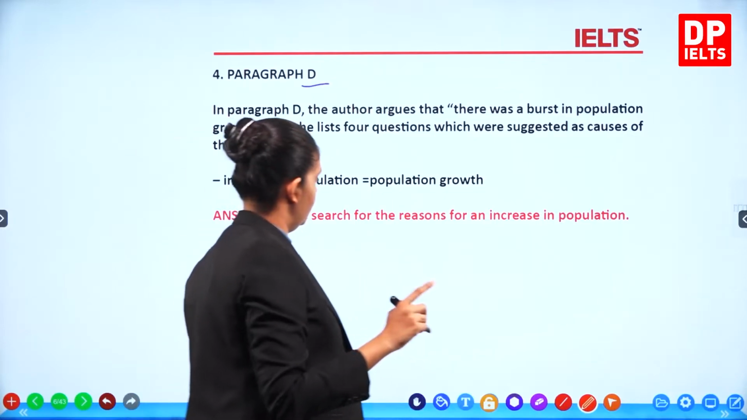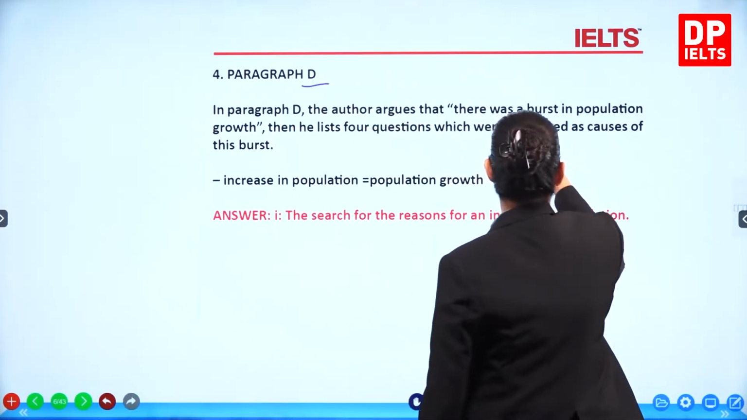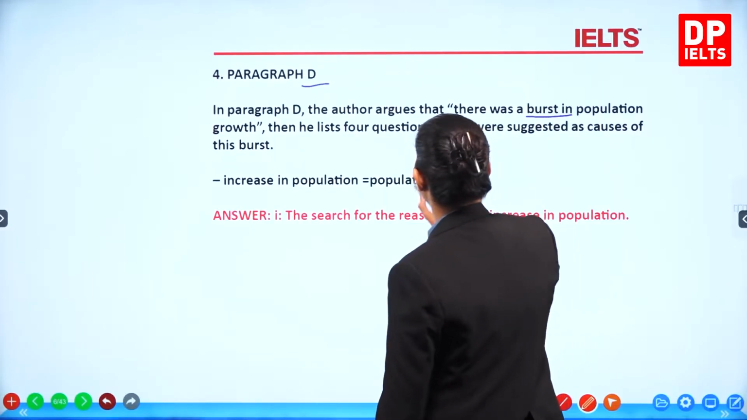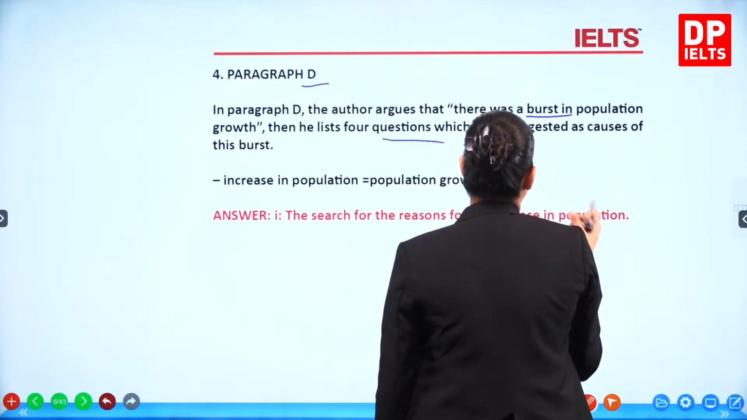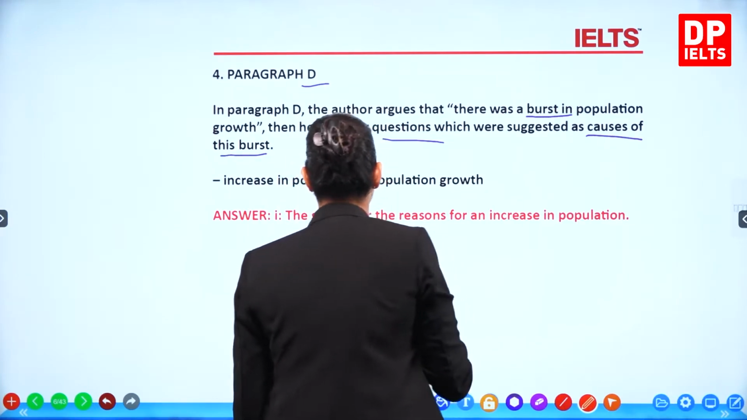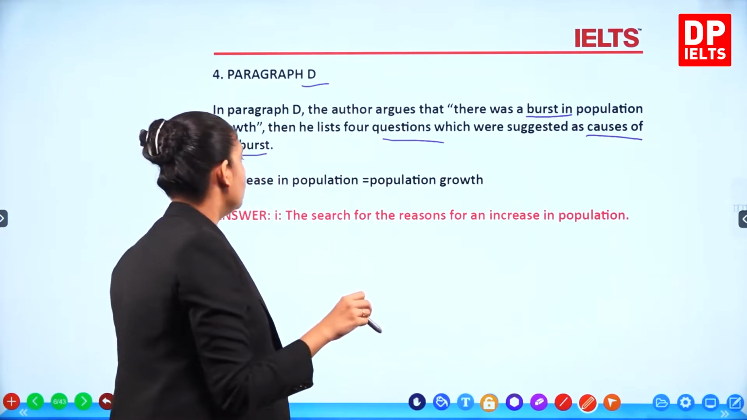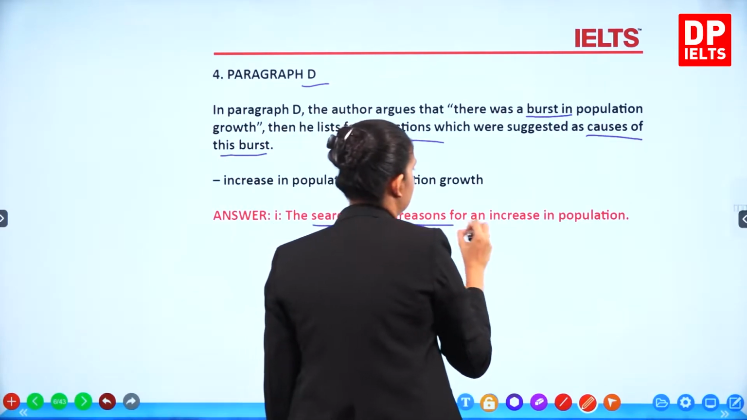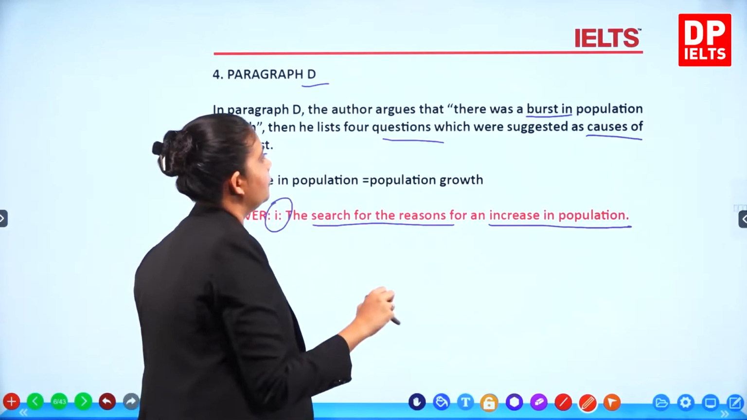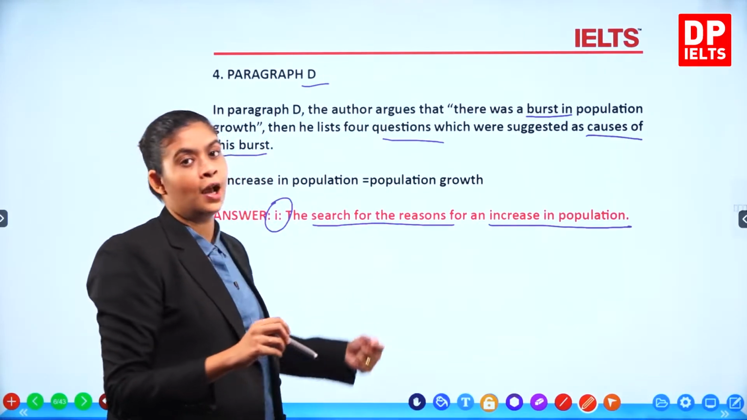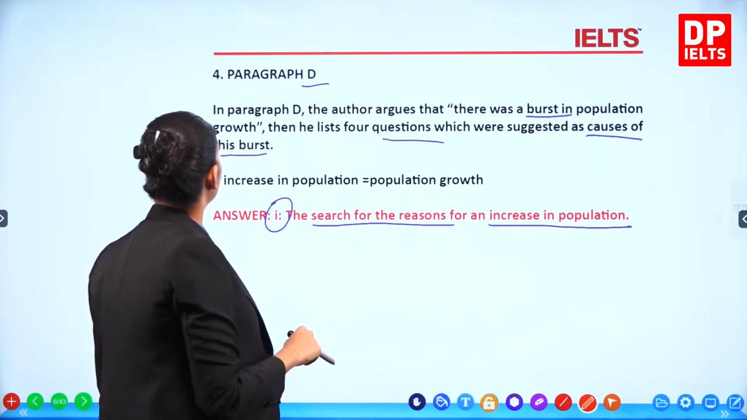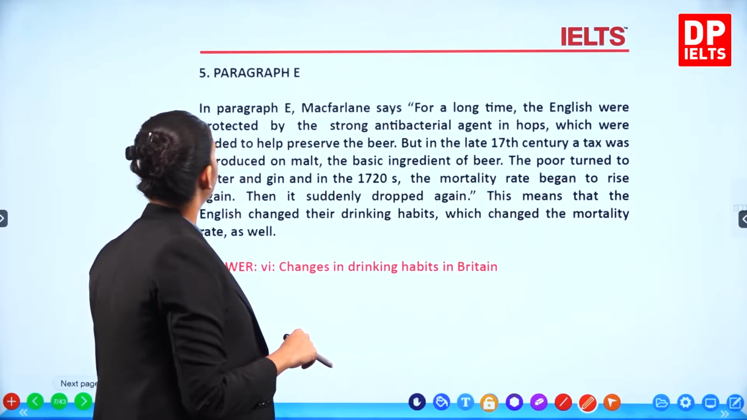The author argues that there was a burst in population growth. Then he lists 4 factors which were suggested as causes of this burst. So here, what is the answer? Number 1, the search for the reasons of an increase in population. Population growth means increase in population. So very clearly we know that it is the first one. Para E.